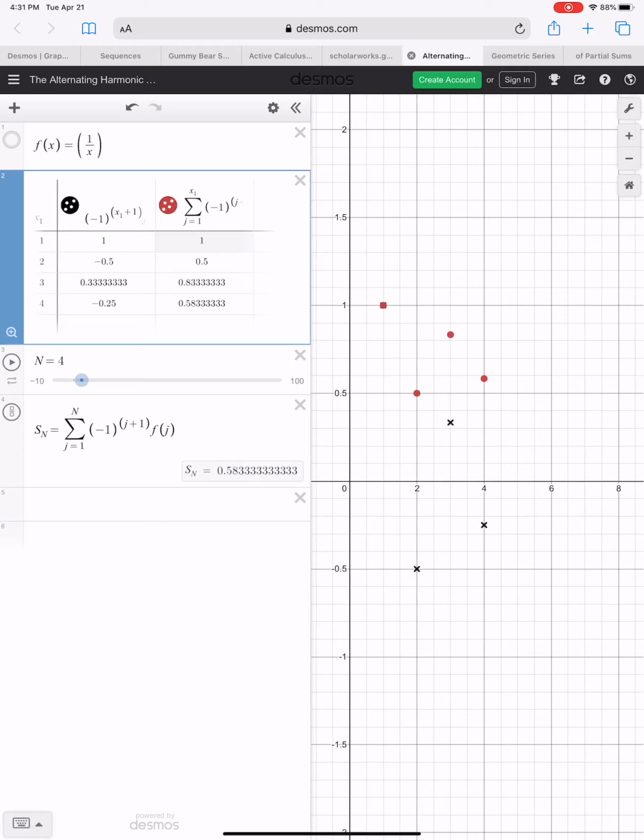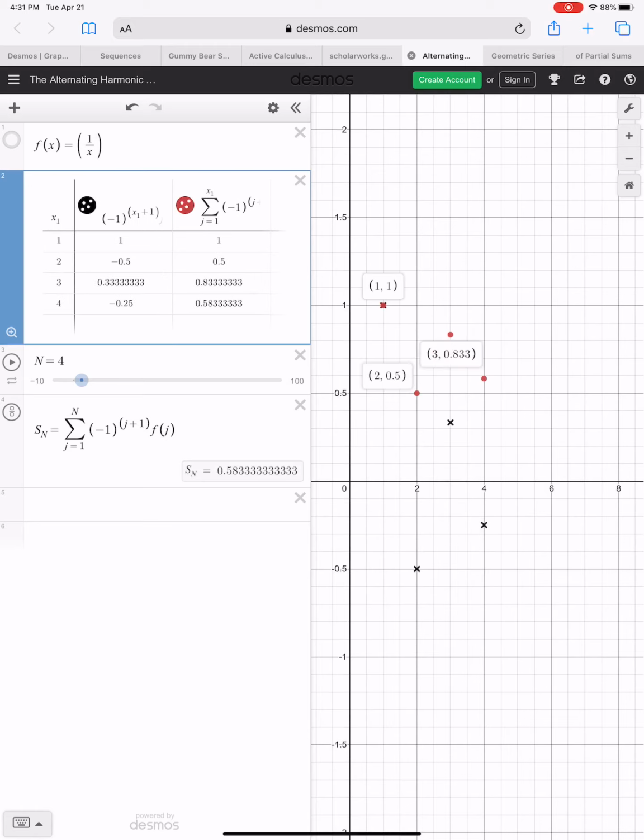And so here we have 1 is the height of the first point, the first partial sum, because there's only one term to add. And then down here, when we look at the second partial sum, we're looking at 1 minus 1/2. And then the third partial sum, we're looking at 1 minus 1/2 plus 1/3. And those are the points that you can see plotted here in red. This next one is 1 minus 1/2 plus 1/3 minus 1/4. And so you can see those red points there.